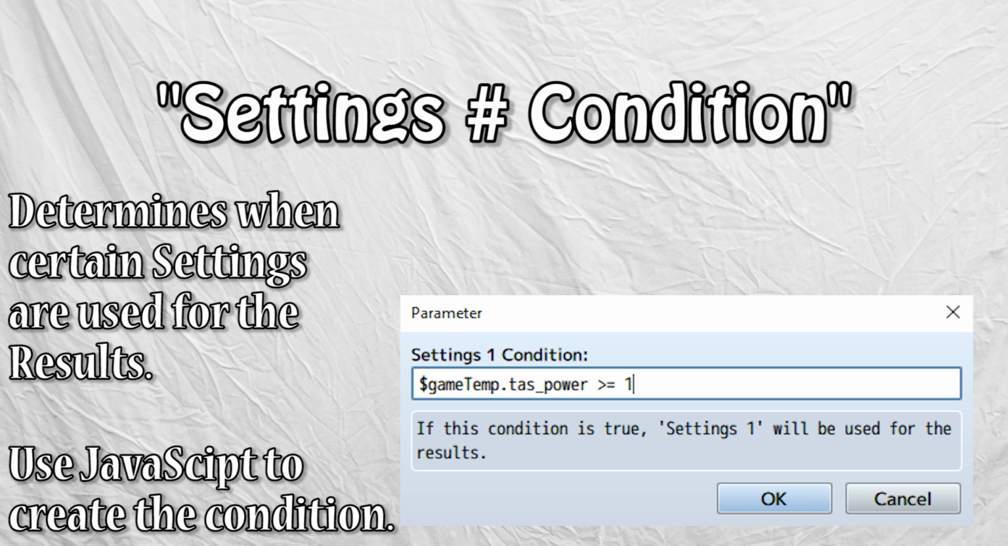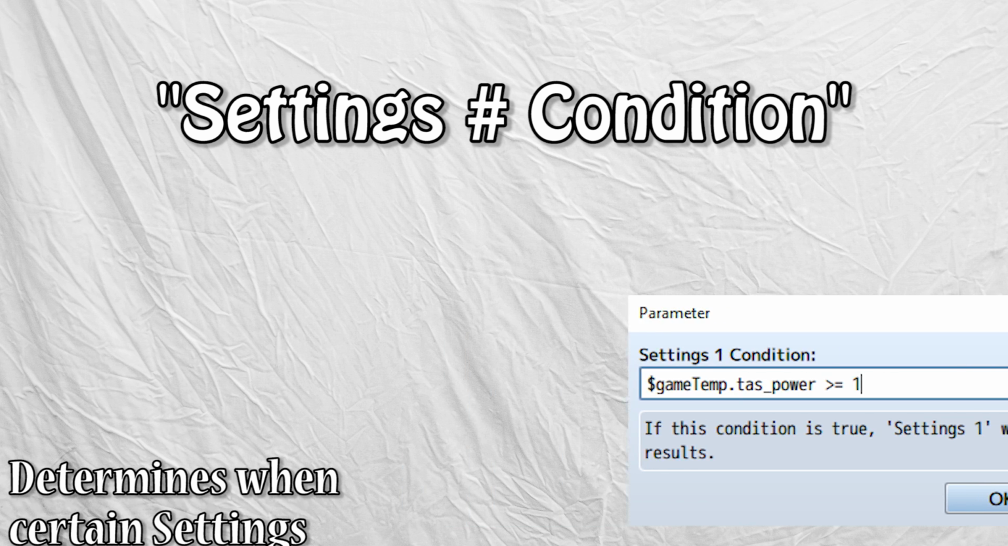For example, if the settings 1 condition is game temp task power equal 1, then those settings will be used if the player does perfectly on a timed attack. Keep in mind that if multiple conditions are true, the one with the lowest ID will be used. So for example, if settings 1 and settings 5 both have true conditions, the settings 1 will be used.